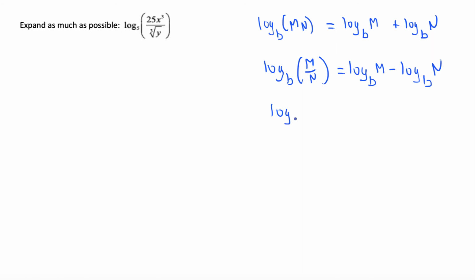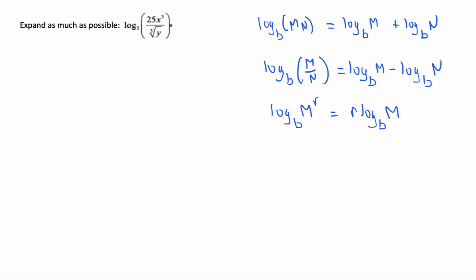And the last rule is the so-called power rule for logs. So if you have the log and in the argument there's an exponent, we can actually bring the exponent out front. So we want to use these three rules to properly expand or break this guy down.